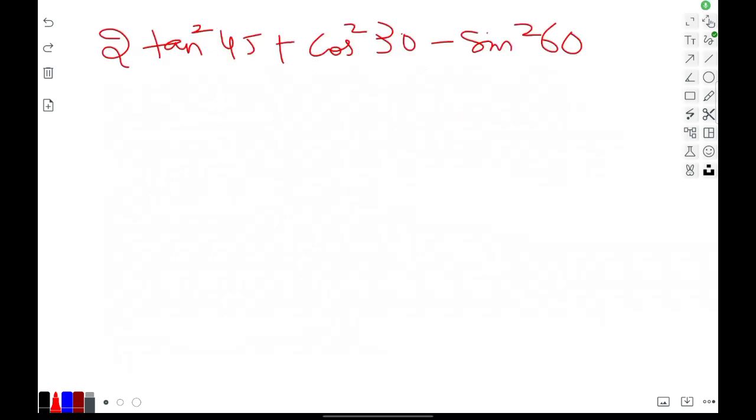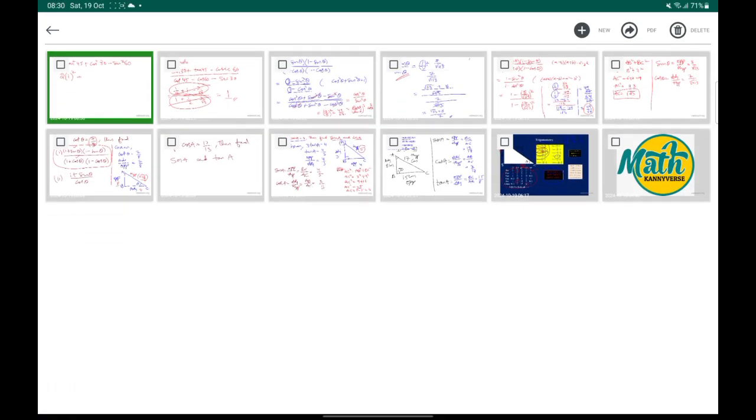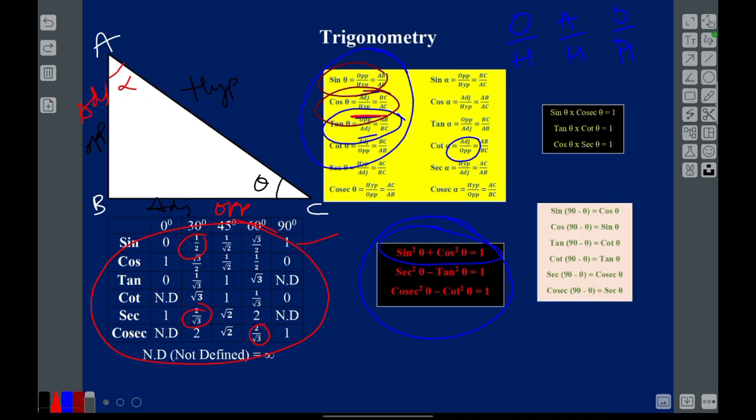Similarly, we can also find this sum using the ratios table. Tan 45 is 1, so as they said tan square, it is 1 square. And cos 30 is root 3 by 2.